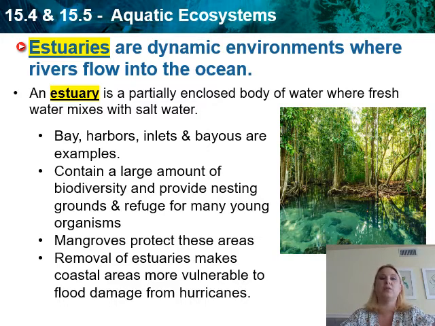They provide nesting grounds for little tiny baby fish and sharks and oysters, and a ton of different young organisms live there. So they are nesting grounds, and a lot of the babies will hide out there in the little roots of the plants and all sorts of stuff. Mangroves actually protect these areas, so when storms come in, the land doesn't wash away because its huge mangrove roots help to hold everything in place. And then removal of these estuaries makes our coastlines very, very vulnerable to flood damage from hurricanes because it's not protected by these mangroves, so water can just rush in there.